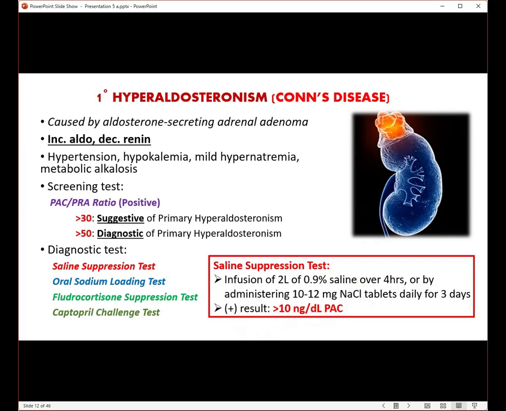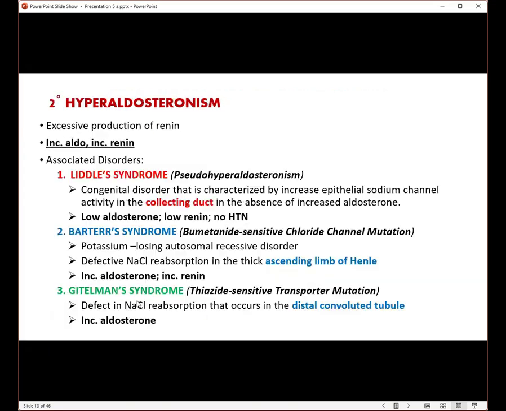So that's how we know that we have primary hyperaldosteronism. Okay, so by the way, PAC means plasma aldosterone concentration, and PRA stands for plasma renin activity. So that's why we have the ratio PAC-PRA, or the plasma aldosterone concentration and plasma renin activity. Okay, so take note of that one.